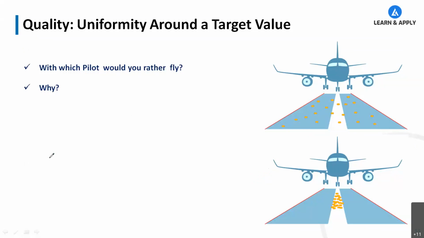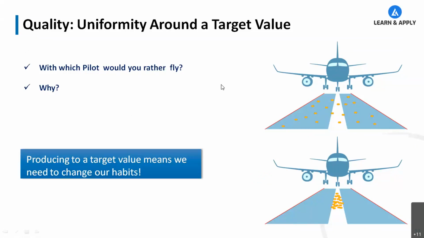So we will fly with the second pilot. Now we will see the reason: there is less variance. The variability in this one is very low, while in the other the variability is very high, so there are some chances that the landing may go beyond the specification. But when it is closer to the center, we can say there is assurance that we will get quality every time.